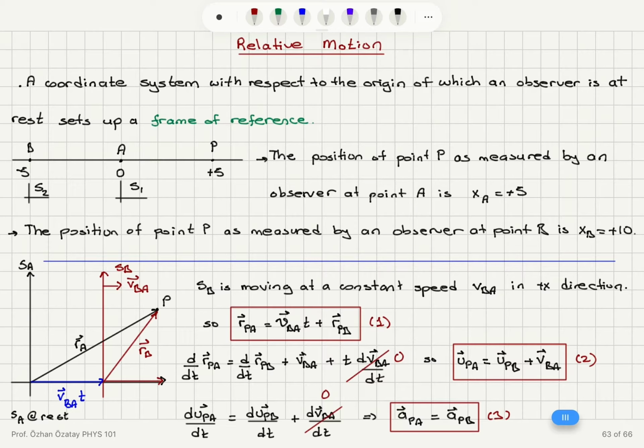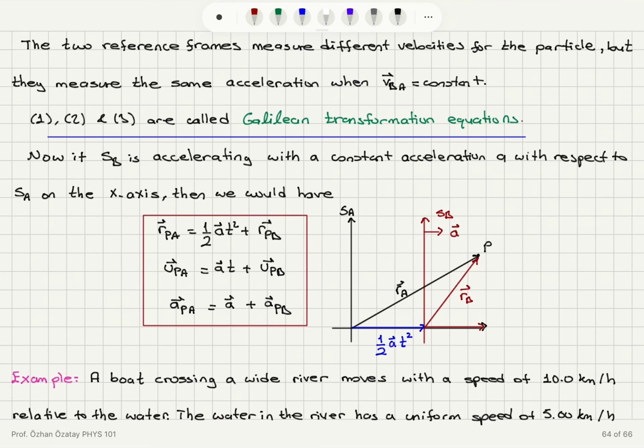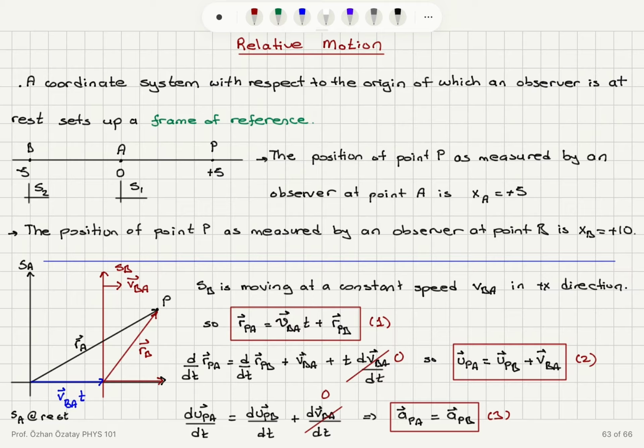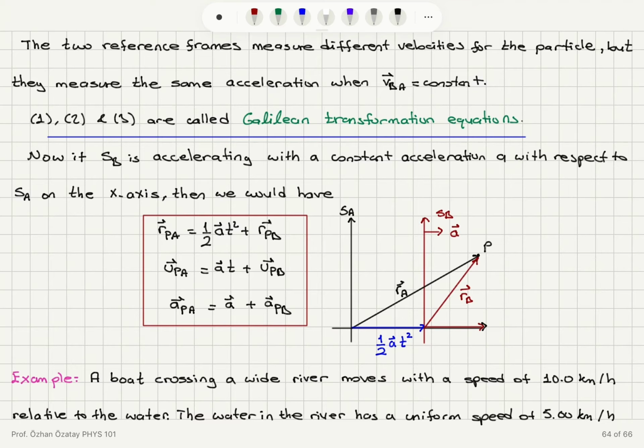So this set of equations 1, 2, 3 that transforms the position, velocity and acceleration reported by two reference frames are called Galilean transformation equations. In the case when a reference frame is moving with a constant speed in reference to another reference frame, we find that the same acceleration is reported. So the two reference frames measure different velocities for the particle, but they measure the same acceleration when VBA is a constant.